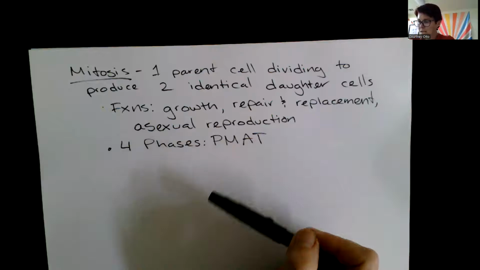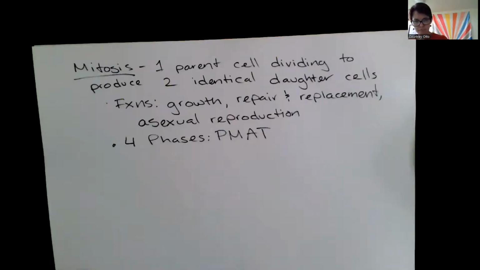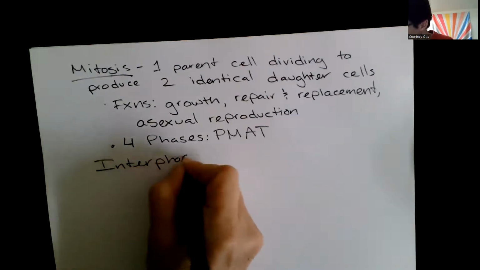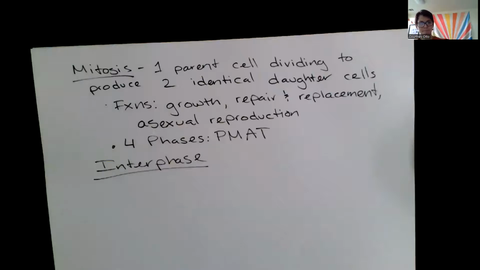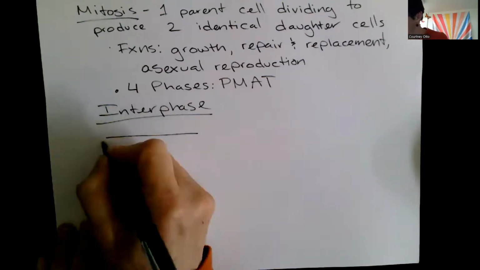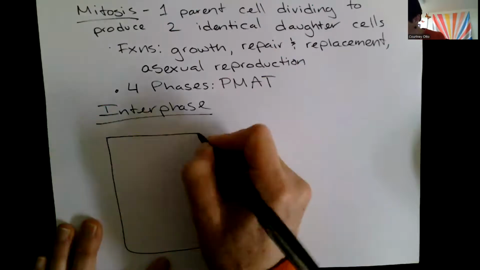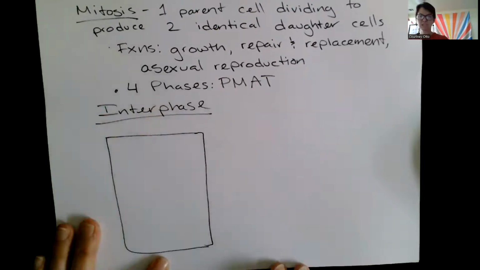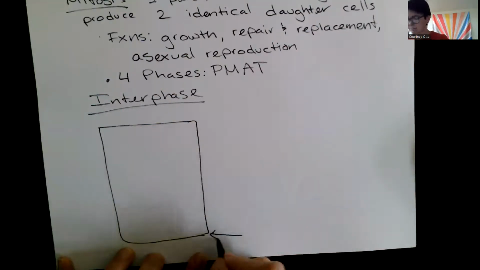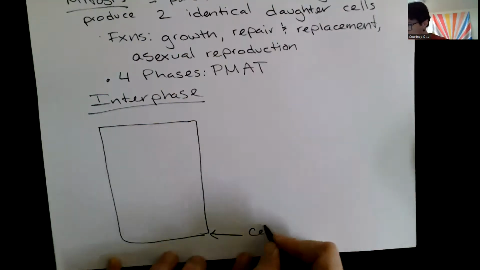Now, we're going to start making some drawings. And this first cell isn't actually going to be in mitosis. It's going to be in interphase, where a cell is most of the time. And I'm going to make these drawings where I'm going to have essentially this little box. This box is going to be my cell. And I'm just going to use a single line to represent that cell wall.